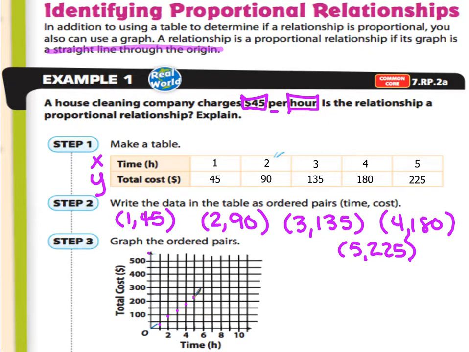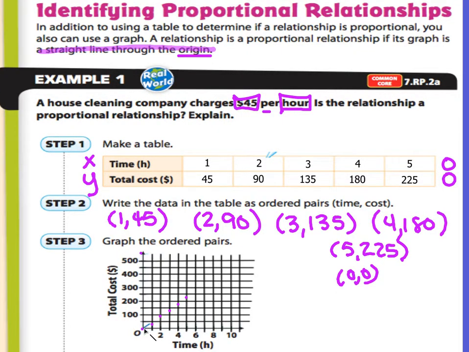Now, let's think. If they spend 0 hours cleaning my house, should I pay them any money? What do you think, Isaac? No. No! So it'll cost me $0. So is 0, 0 going to be on my graph? Yes. Okay. So 0, 0 is going to be on my graph. So here, I fulfill one of my requisites that I have the origin. So since I have the origin, I'm on my way to it being a proportional relationship.